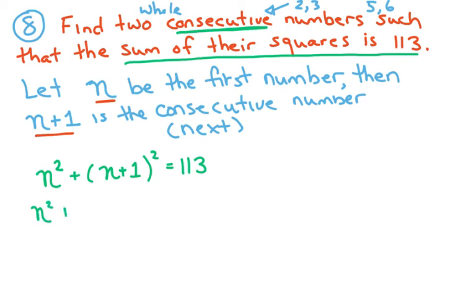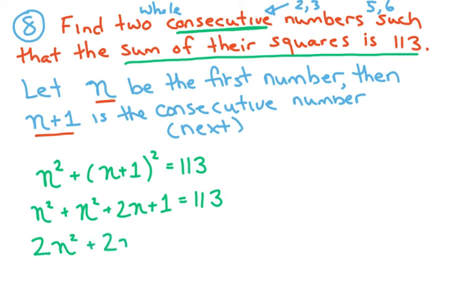N squared plus, surely you can do this by now, n squared plus 2n plus 1 equals 113, or 2n squared plus 2n, equals, let's see, what do we want to do? Let's just write plus 1. Don't do too many things at once, because that's how you make mistakes.